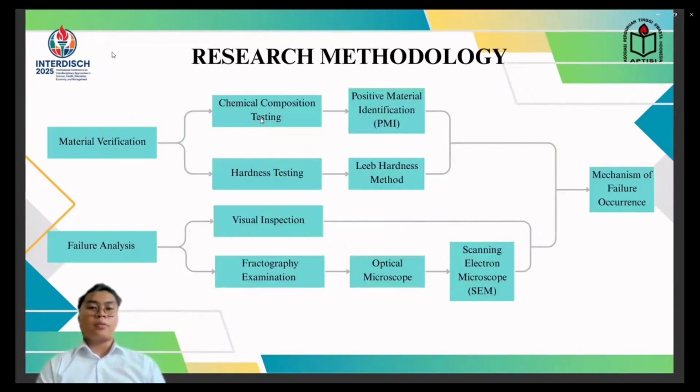And this is the research methodology, which has two methods: one, mechanical verification, and two, failure analysis. The material verification has two parts: chemical composition testing, using positive material identification, and hardness testing, using the Leeb hardness method. The failure analysis has two parts: visual inspection and fractography examination. In the fractography examination, one is optical microscope and two is scanning electron microscope. In the end is the mechanism of failure occurrence.